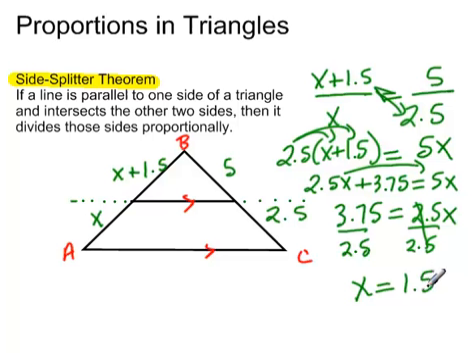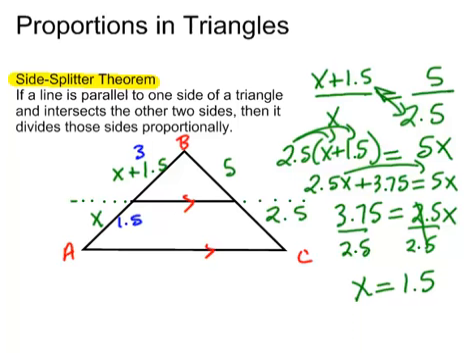Now if we plug that in, let's see if that makes sense. 1.5 plus 1.5 is 3. If we plug here, 1.5. Well, half of 3 is 1.5. Half of 5 is 2.5. So that does make sense to me.